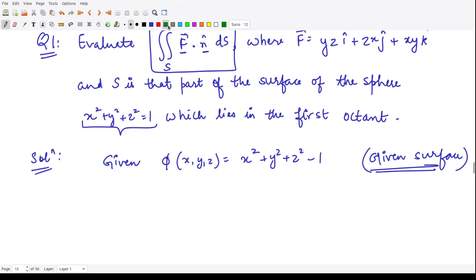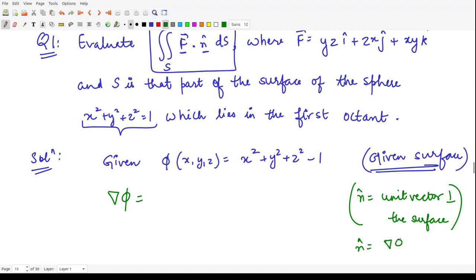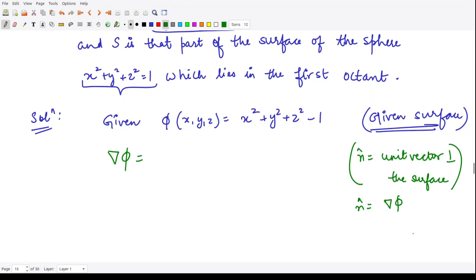So what would be this unit vector and how can we calculate that? If you remember, the gradient of any function phi gives you the direction which is perpendicular to the given surface. So here, n vector, what is that? N vector is the unit vector perpendicular to the given surface, right?